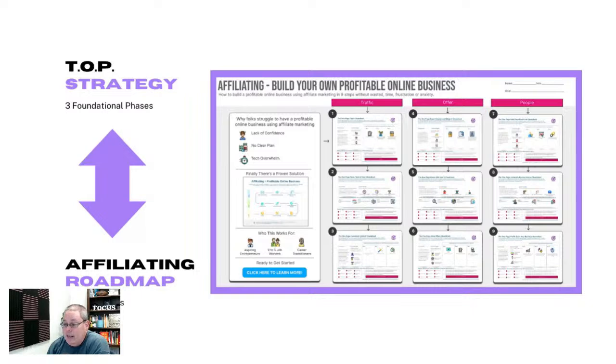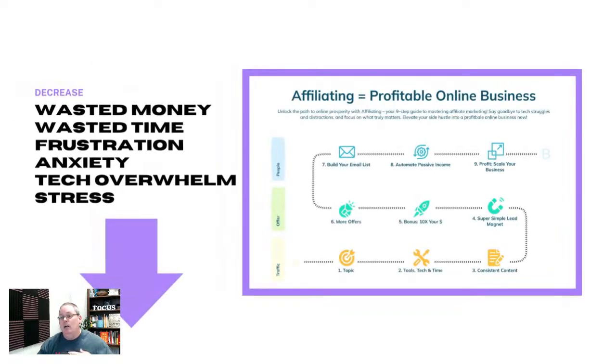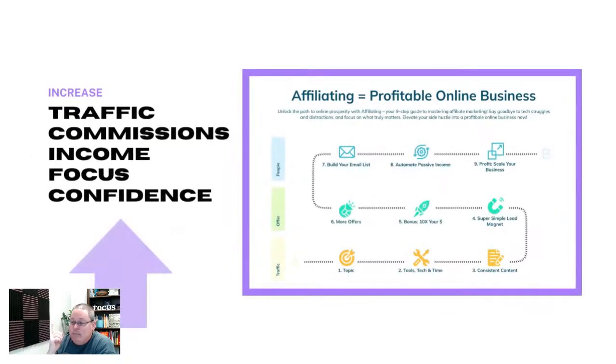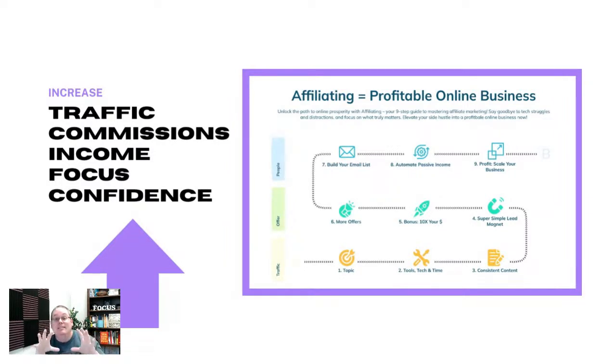And that's what we're going to go through today as we continue with this presentation, to really understand that what we're trying to do today is to realize that you need to decrease wasted money, wasted time, frustration, anxiety, tech overwhelm, and overall stress. These are the things that you want to decrease. And with the top strategy and the proven roadmap, these are the things you're going to decrease. At the same time, you're going to increase your traffic, your commissions, your income, your ability to focus, and your confidence that this is all going to work, because you have a proven strategy and a roadmap with the tactics to take you each step of the way to make sure you get to your final destination.